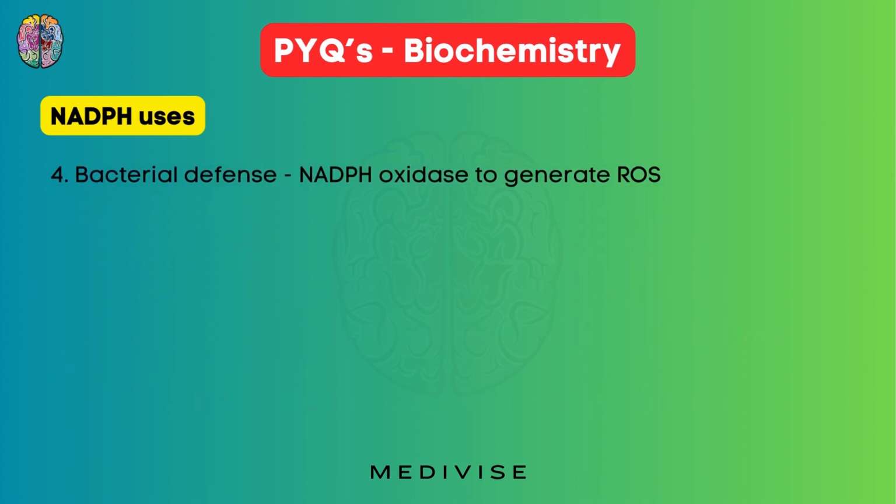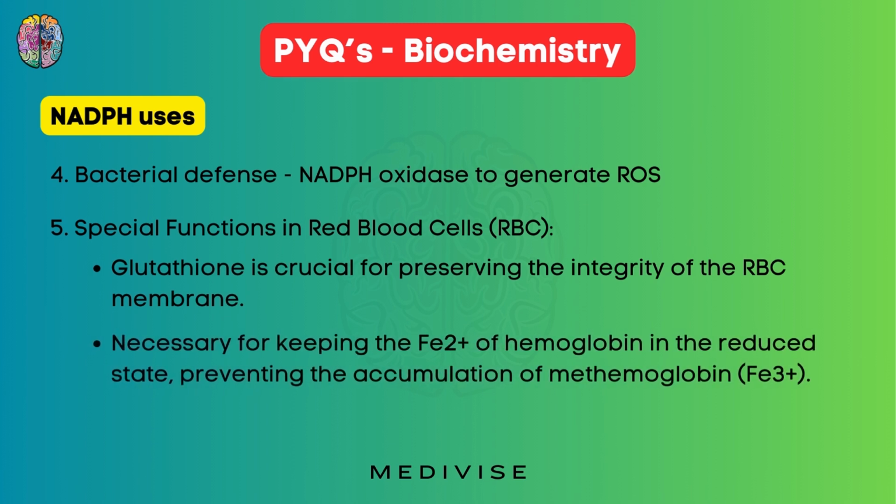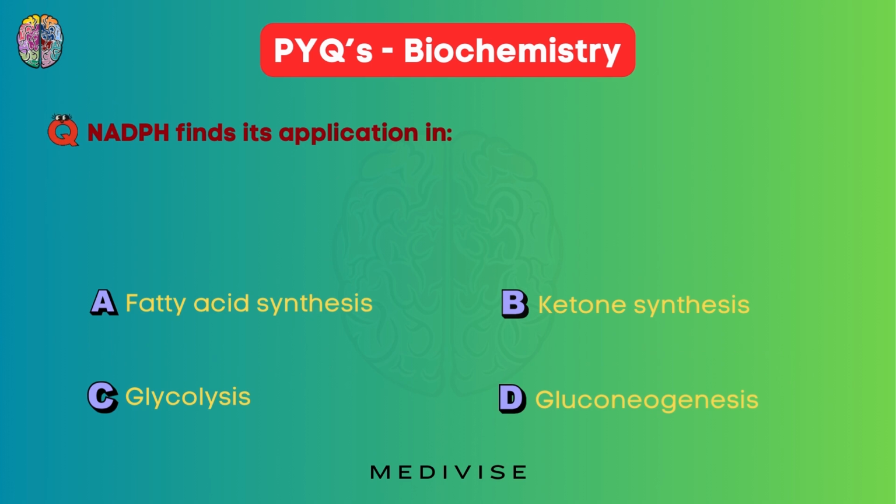Fourth, it is also used to protect against a few bacteria and it has a few special functions. We already saw that it is responsible for regenerating glutathione, and this glutathione is important for the integrity of the RBC membrane. Finally, it is also important for keeping iron in the Fe2+ form. You must know that if hemoglobin has the Fe3+ form of iron, it leads to the formation of methemoglobin. This is a bad thing and we don't want it. We want the iron to be in the Fe2+ state. So here also NADPH comes into play. So coming back to our question, our correct option here is option A, since it is involved in fatty acid synthesis. That's it for this video.